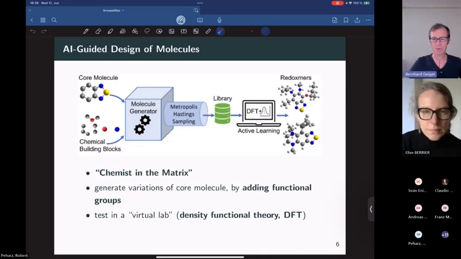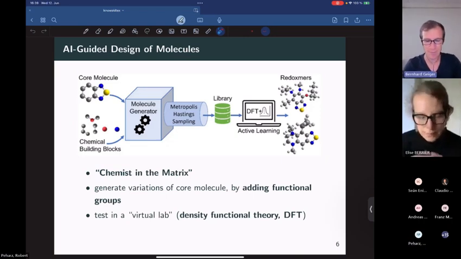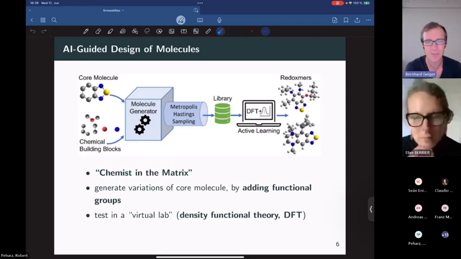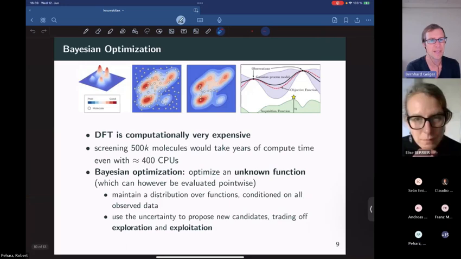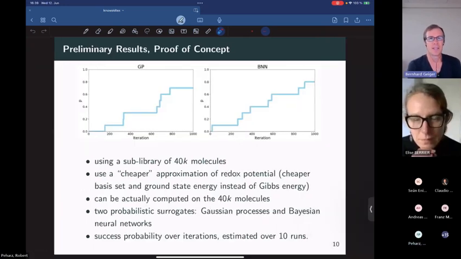Maybe one follow-up question. I found it extremely interesting that you compare Bayesian neural networks with Gaussian processes. And in your opinion, what would be the pros and cons of the two methods? Is there something that you can say to that? I mean, performance-wise, they look quite similar, but yeah.